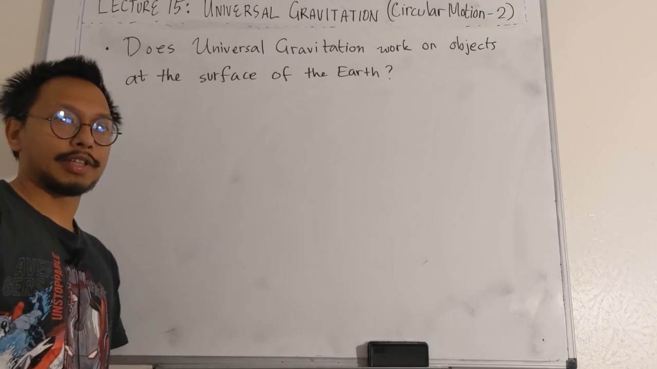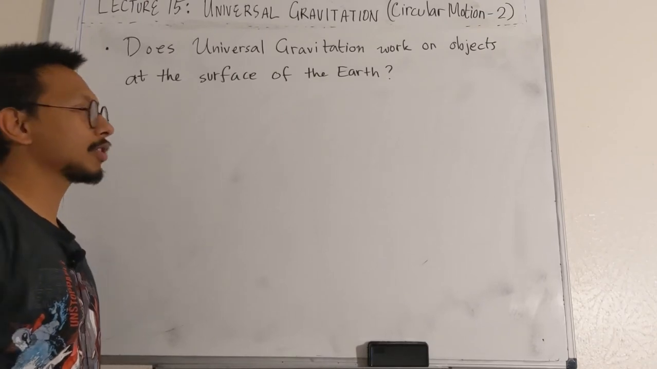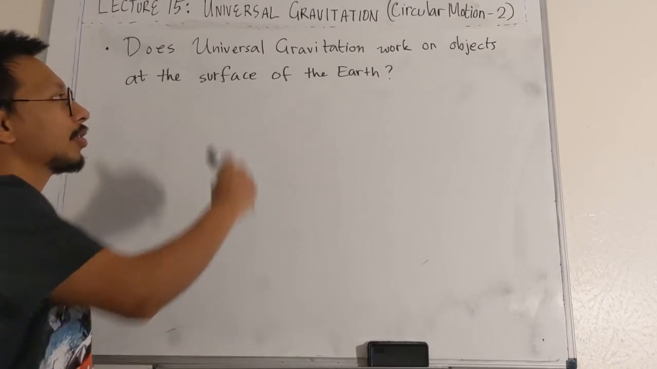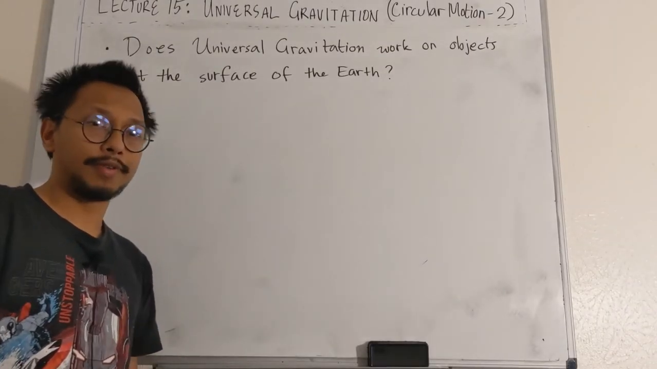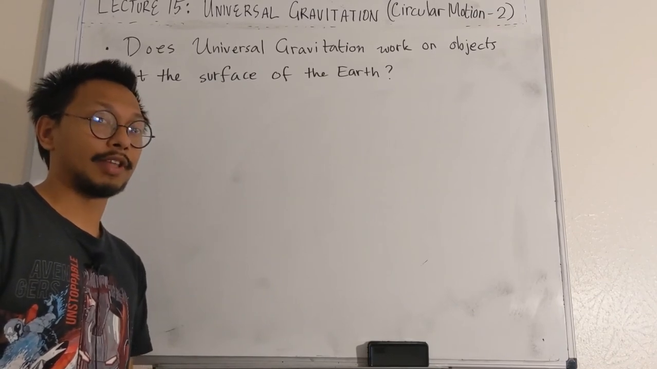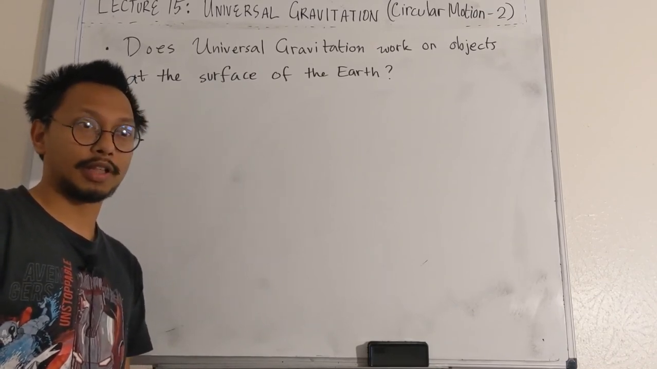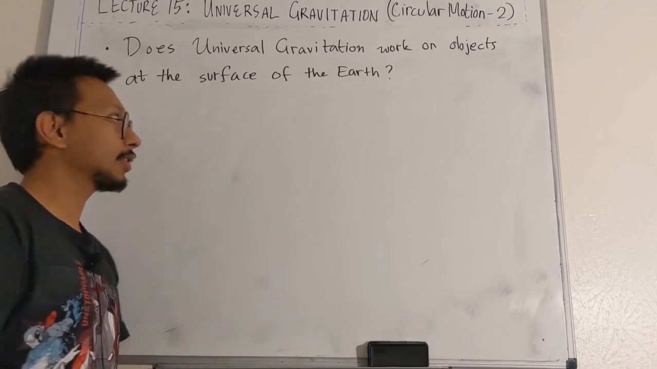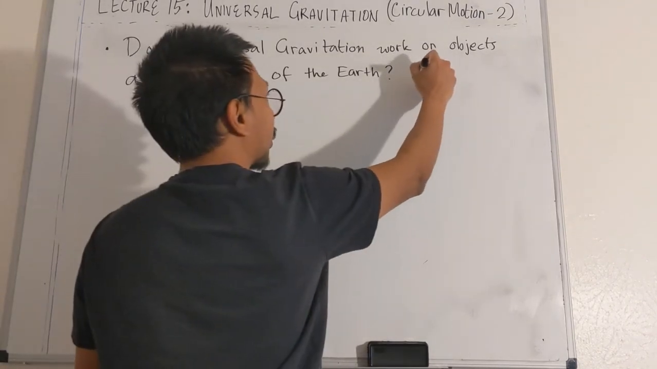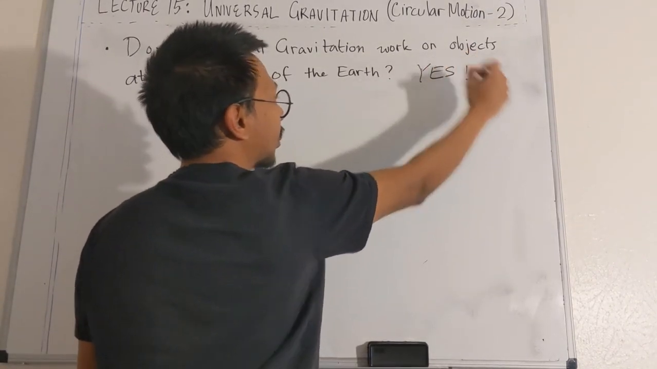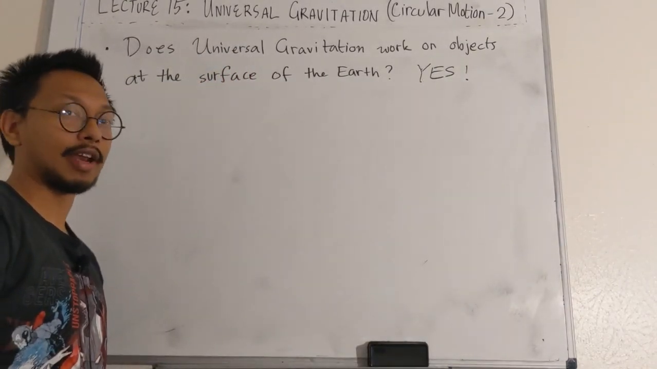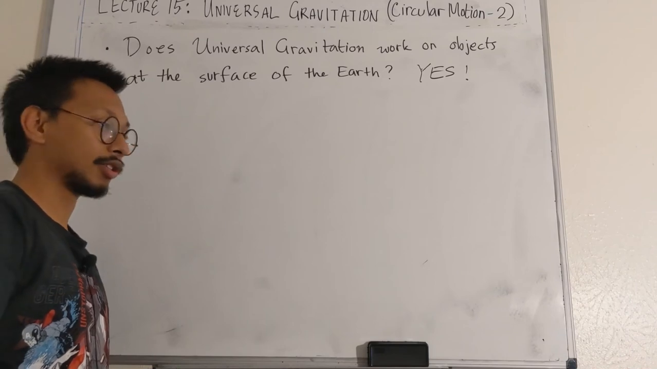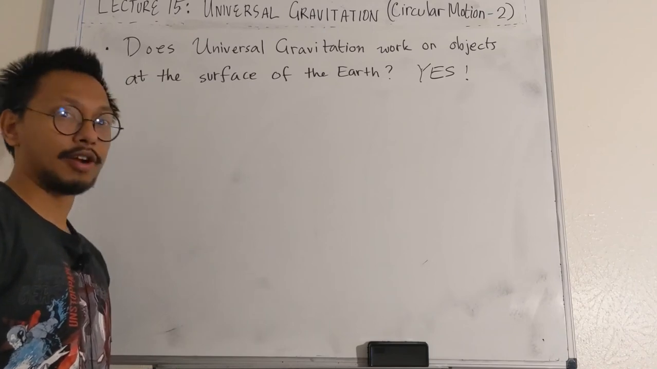To close off this lecture on universal gravitation, we ask ourselves a final question. Does universal gravitation work on objects that are at the surface or near the surface of the Earth? Is the gravity that we feel the same gravity that the planets feel from the sun and the sun feels from the planet? The answer is yes, it does work on objects near the surface or at the surface, and it is the same gravity that acts between planets and sun and us and the Earth.